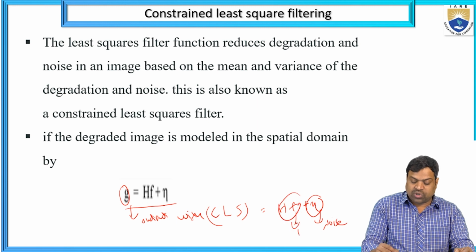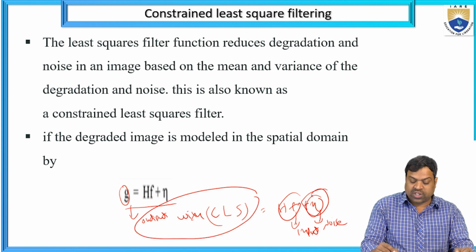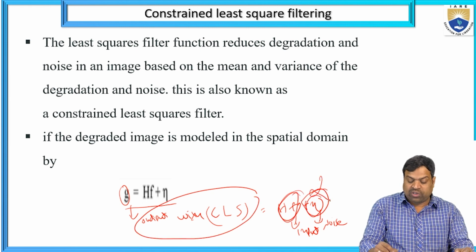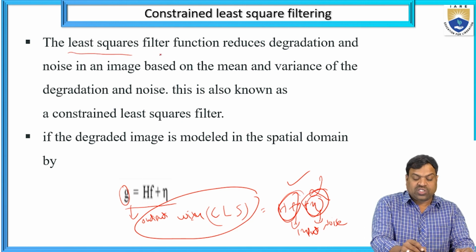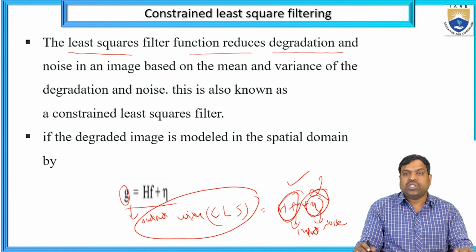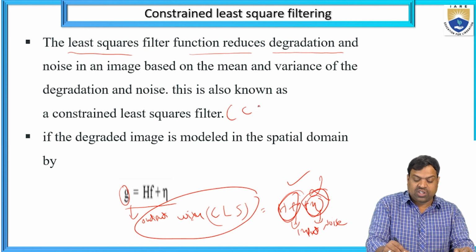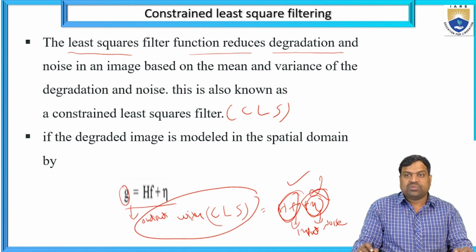So it is the input with noise, but when I use the filtering, we have to remove the noise and we will get the original input. So input equal to output, which means we have reduced the noise. The least square filter function reduces the degradation and noise in an image based on the mean and variance of the image, that is the degradation and the noise. It is also called constrained least square filtering, CLS. The degraded image is modeled in the spatial domain by g equal to hf plus nu.